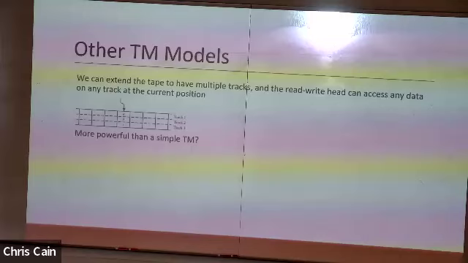What do we think? Is there some language that could be represented by this that could not be represented with a simple Turing machine?